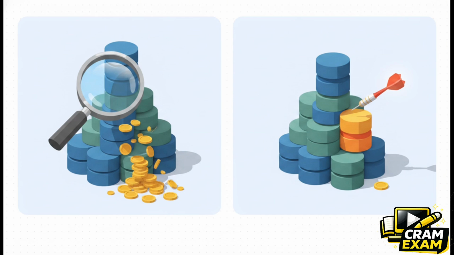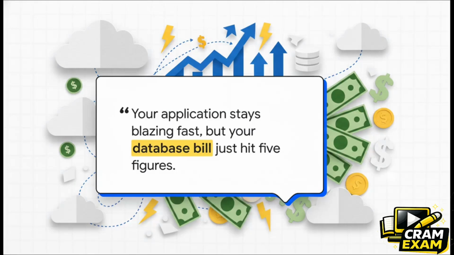It's literally like reading a 500-page book cover to cover just to find one person's name. If your table is 50 gigabytes, a single API request just consumed thousands of RCUs to find one single order. Because you have DynamoDB autoscaling turned on, AWS instantly scales up your provisioned capacity to handle this massive read load. Your application stays blazing fast, but your database bill just hit 5 figures.